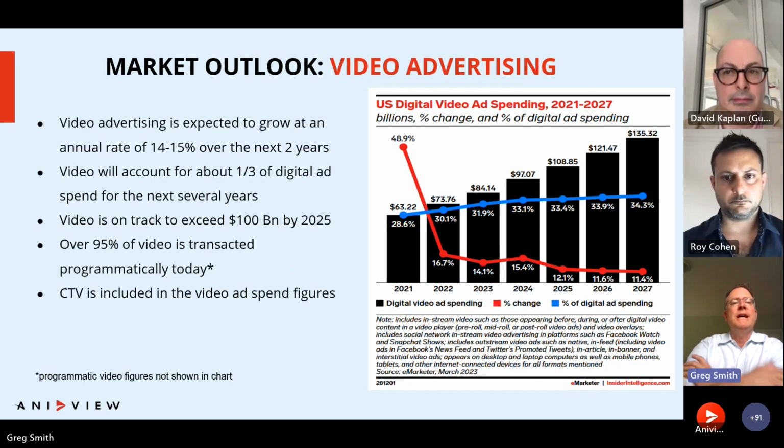So if we transition now into video advertising, the good news here is that it is growing at a greater rate than digital advertising. It should be growing at around 14 to 15% over the next 2 years. And ultimately, video will account for about a third of digital ad spend. And it will hit the $100 billion mark by about 2025.